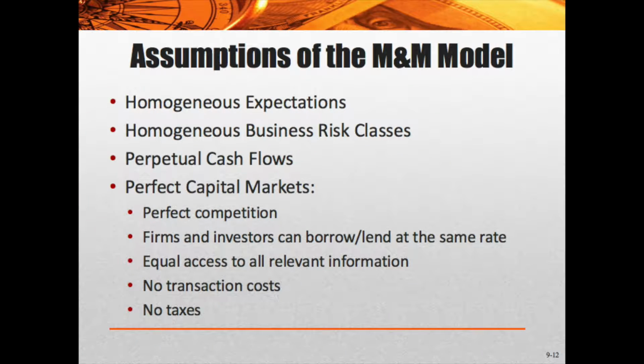This would be true if all these assumptions are true. So given the following assumptions, we have homogeneous expectations. In other words, expectations are uniform. We have business risk that is homogeneous, uniform business risk. We have perpetual capital flows. In other words, we don't have any limit on capital formation or capital movement. And we have perfect capital markets, which is perfect competition. Firms and investors can borrow and lend at the same rate, equal access to all relevant information, no transaction costs, and the biggest one I think is at the bottom, no taxes. Well, of course, we do write off taxes on our debt, and that does influence the difference.